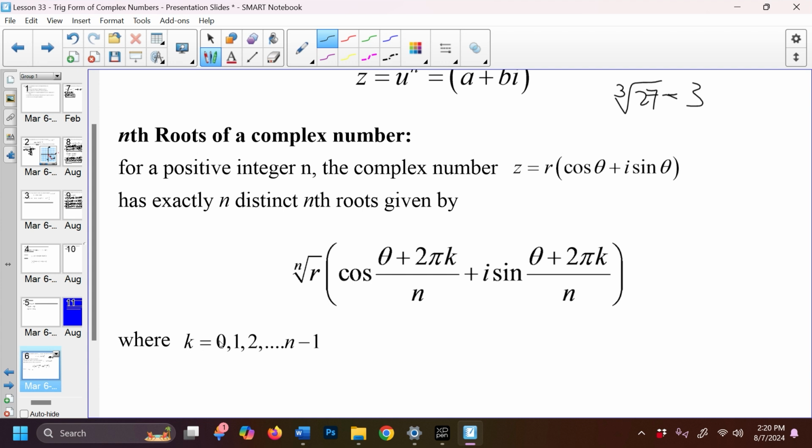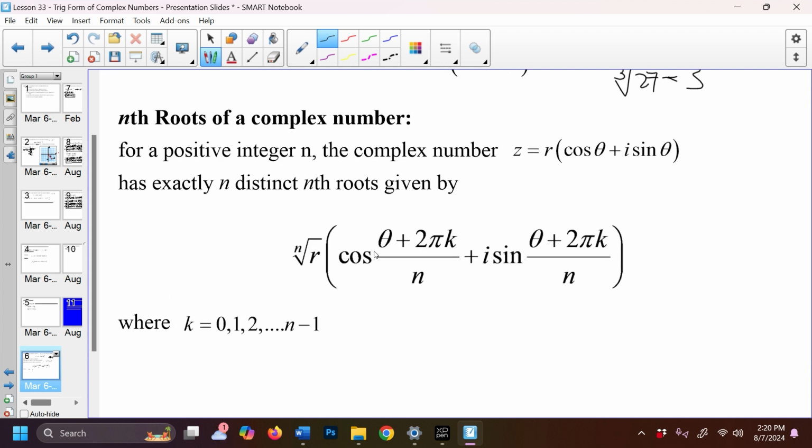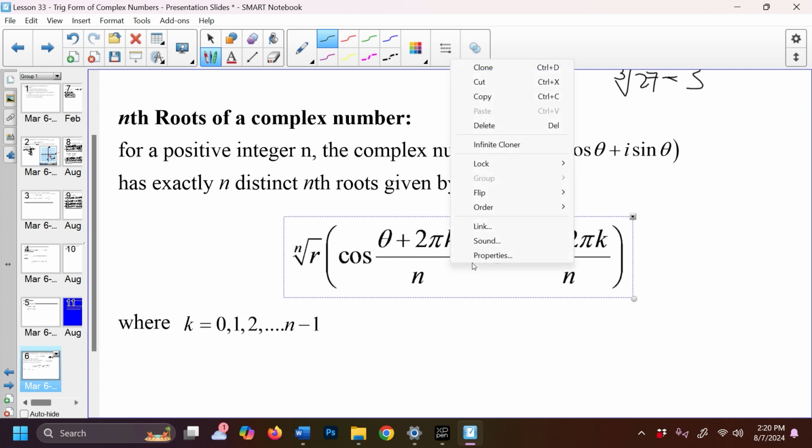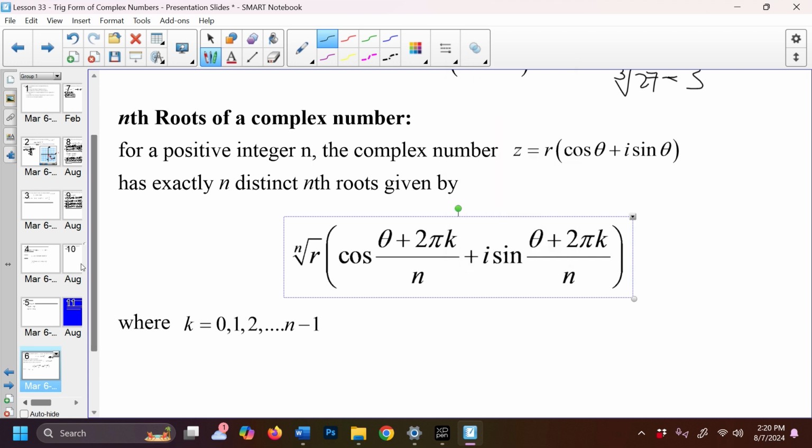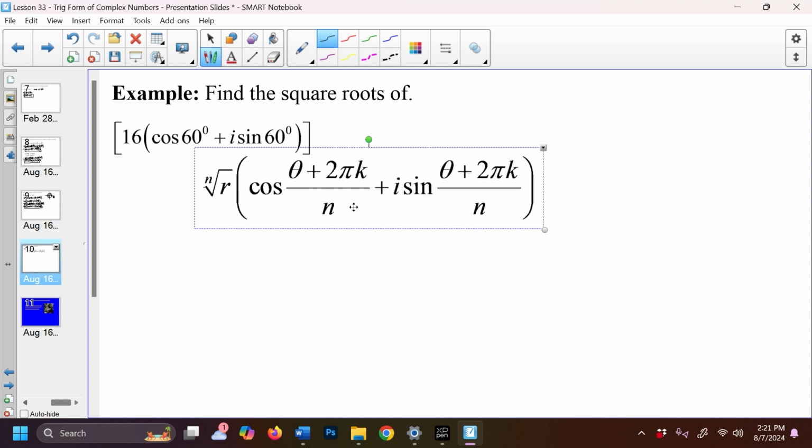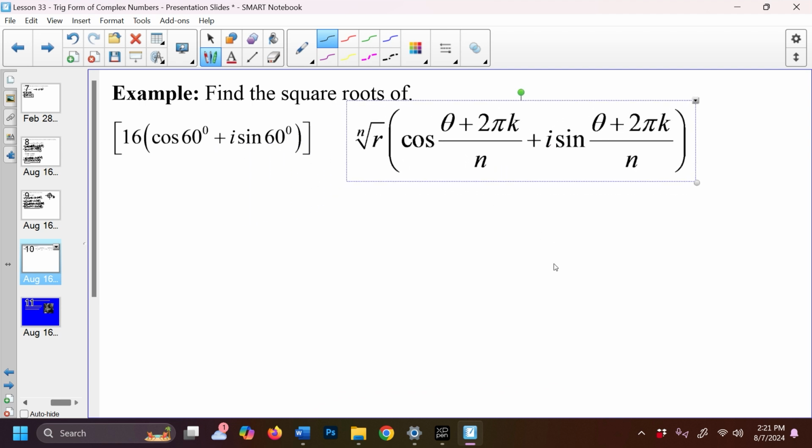Our k value will only be 0 and 1, because if n is 2, n minus 1 would be just 1. That tells us we stop there. Now, if they were asking for the third roots, you'd go 0, 1, and then 2, because that would give you 3 values for k, because it's the third root. All right, and so to make this a little easier, let's just copy this and bring it over to here, and we will paste that in so that we can see that. And since they want square roots, we'll go n is equal to 2, and that means k, again, will be 0 and 1.